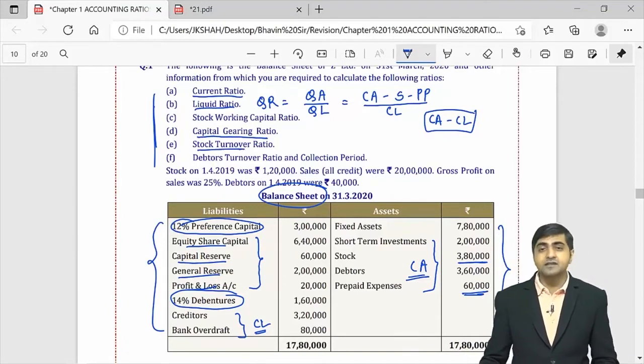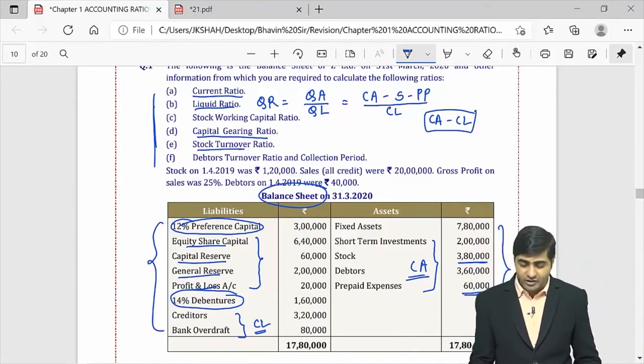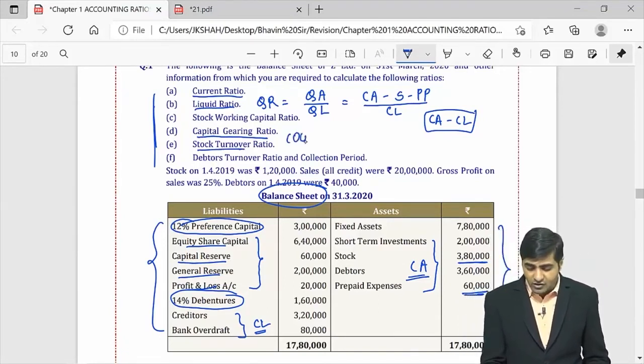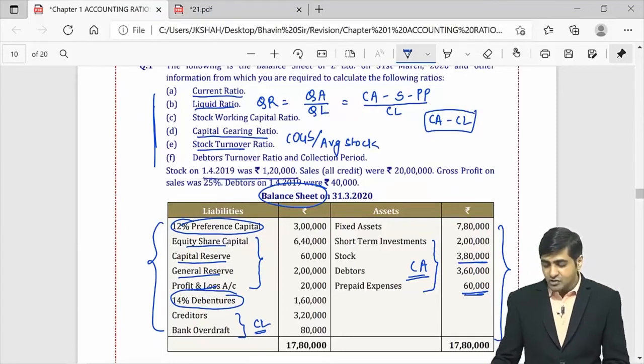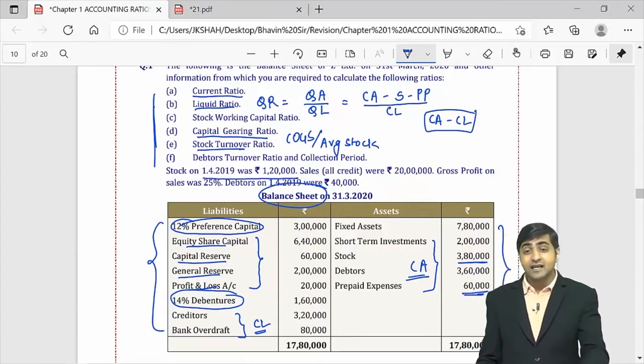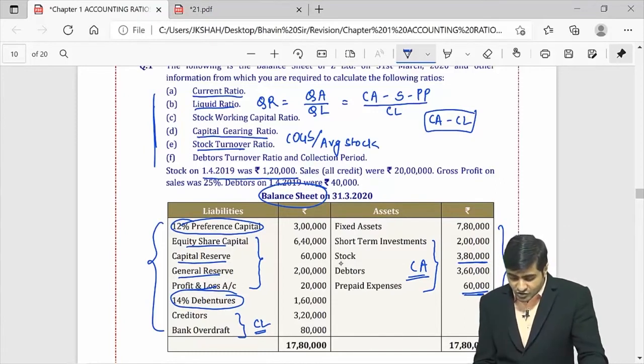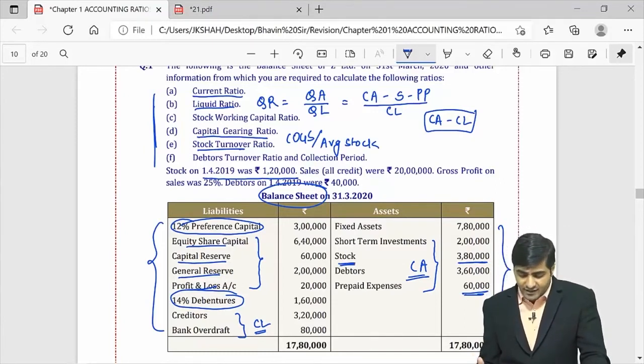Then guys, we have something called the stock turnover ratio, and stock turnover ratio is nothing but COGS upon average stock. Now my dear students, for this we should have the opening stock available, which is given in the question, that stock on 1st of April 2019 is 1,20,000, and your closing stock will come from your balance sheet asset side. How will you calculate COGS? That will be nothing but sales minus GP.